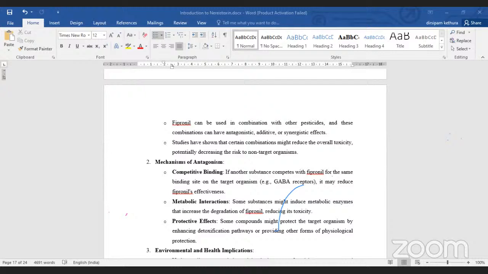If there is any alteration in these channels, that means if there is any problem in the flow of the sodium and the calcium ions, that leads to improper physiological activity of the cell, such that it may lead to the death of the organism. Eventually, it leads to the death of the organism.